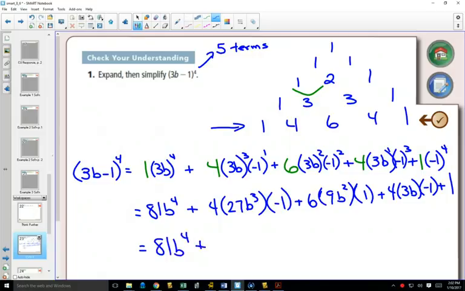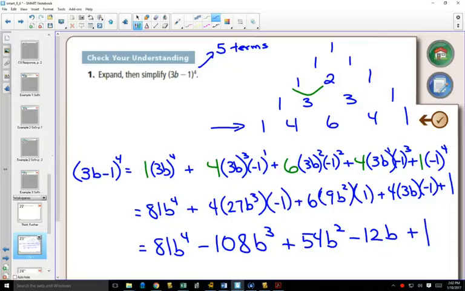4 times 27 times negative 1 will actually be negative 108. So we can write that as a subtraction. b cubed. 6 times 9 is 54. b squared. 12 times negative 1 will be negative 12b plus 1.